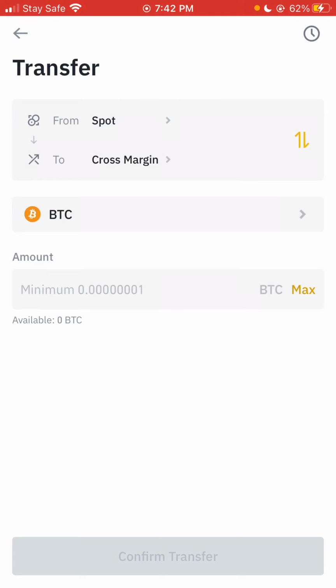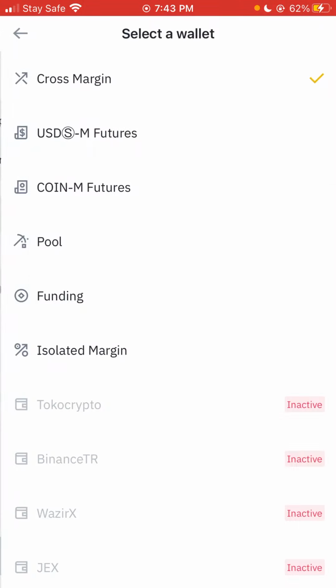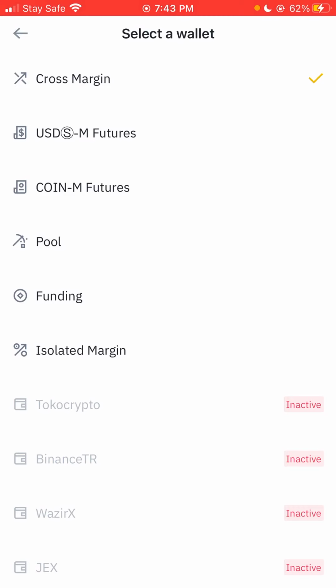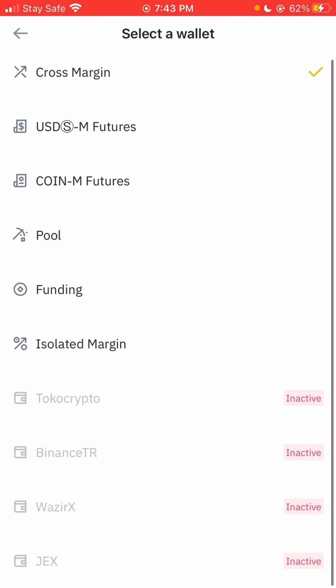If you click on transfer, you'll be given options here. As you can see, we have from spot to cross margin. I'm not here to trade cross margin, right? I'm here to trade futures, and my money is in spot. So I will leave spot as it is, and I will click on cross margin. After clicking on it, it will bring this drop-down menu which says cross margin, USDM futures, CoinM futures, pool, funding, isolated margin. We are here for futures. So we have two futures here, which are USDM futures and CoinM futures.